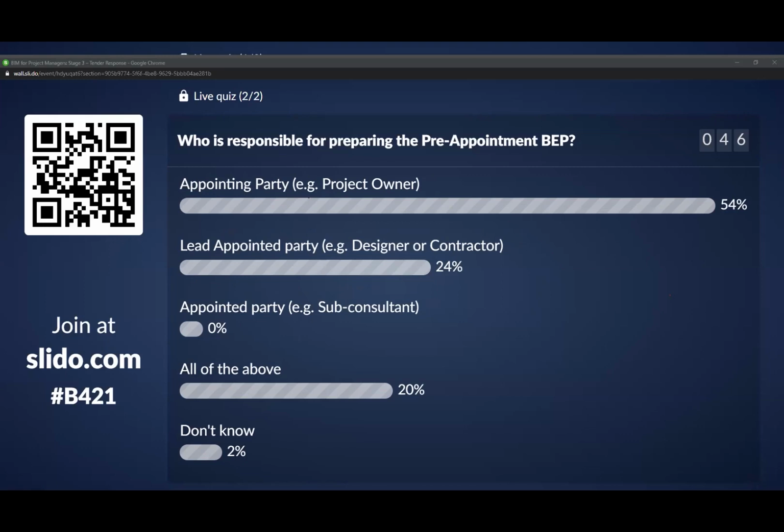Half of people say it's the project owner. But for this one, it's actually the lead appointed party that's responsible for putting the execution plan together. The appointing party would review it and evaluate it, but yeah, it's the bidder, the person putting together the tender response, who would write the BIM execution plan.